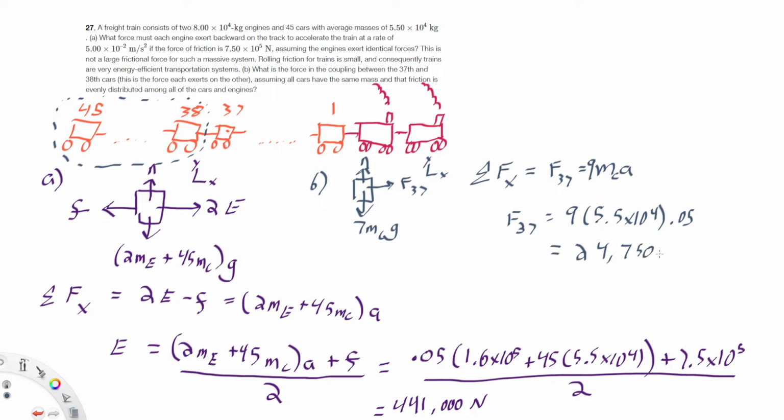Where did the 9 come from again? Ah, because there's 9 cars in our system. Cars 38, 39, 40, 41, 42, 43, 44, 45. Oh, sorry, I thought you said that there should be 7. Oh, yep. Alright, clearly I need another cup of coffee.